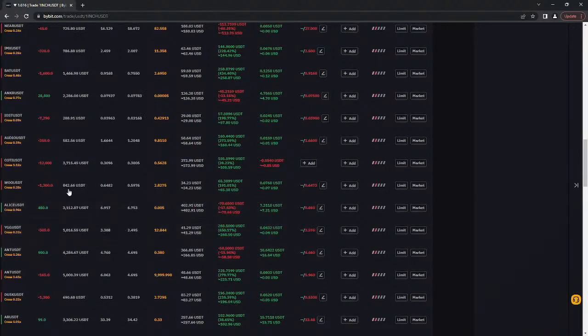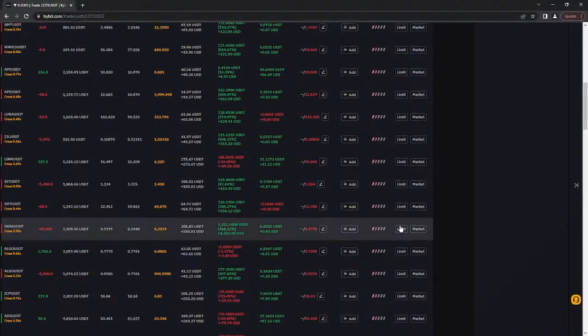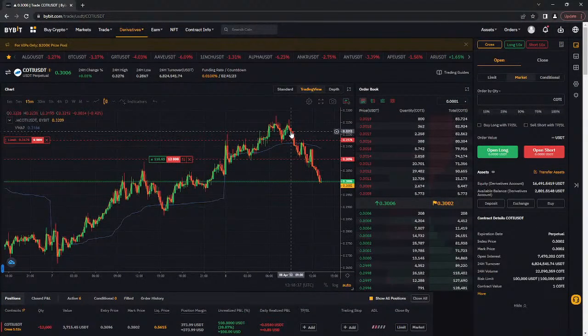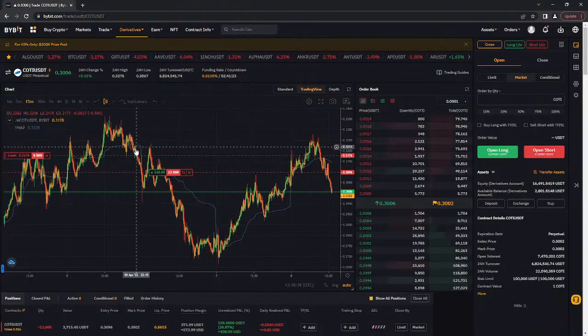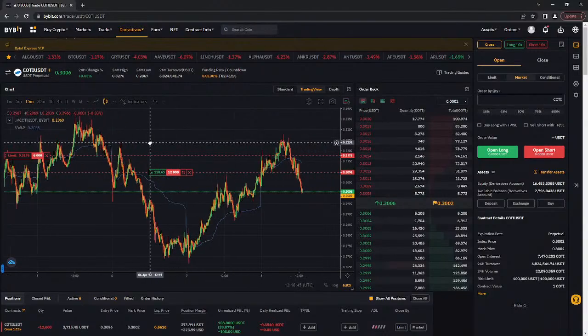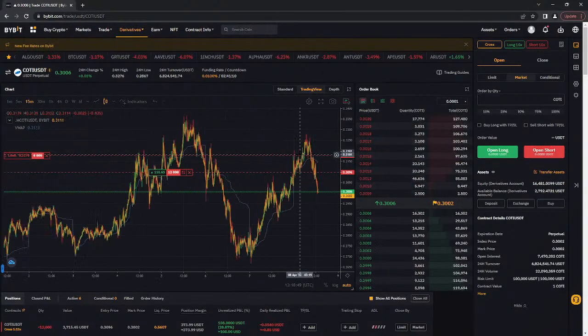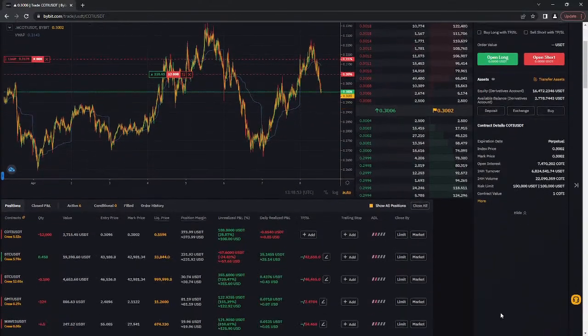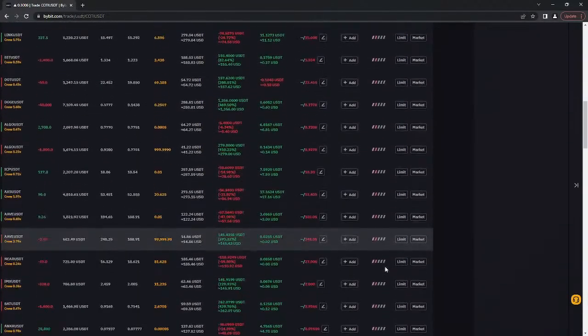We did get back into Coty in the morning after we got stopped out. We jumped back in. I guess we got stopped out somewhere. Our entry was somewhere there. And yeah, I wanted to be back in, so I just got back in. Nothing more, nothing less.